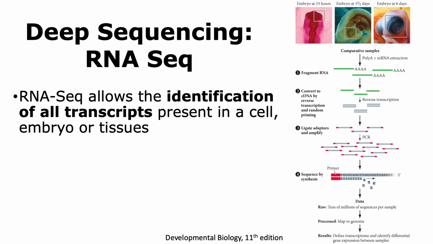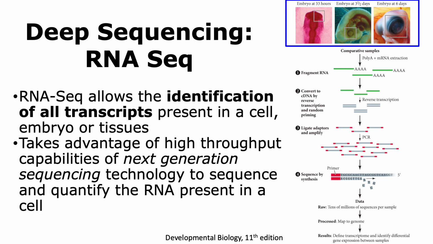Another method that is used is called deep sequencing or RNA sequencing. Now, RNA sequencing allows the identification of all transcripts present in a cell, embryo, or in tissues. What it does is it takes advantage of the high throughput capabilities of next generation sequencing technology to sequence and quantify all kinds of RNA molecules that are present in a cell.